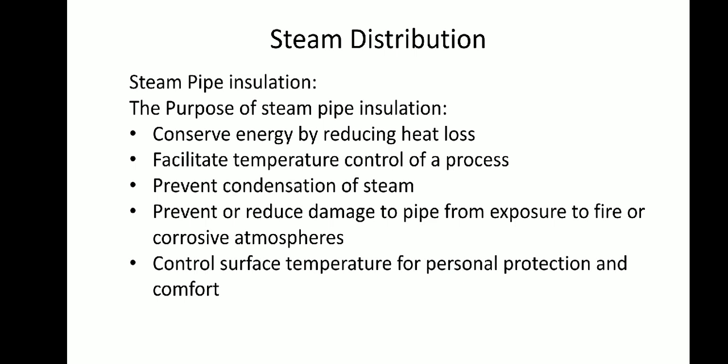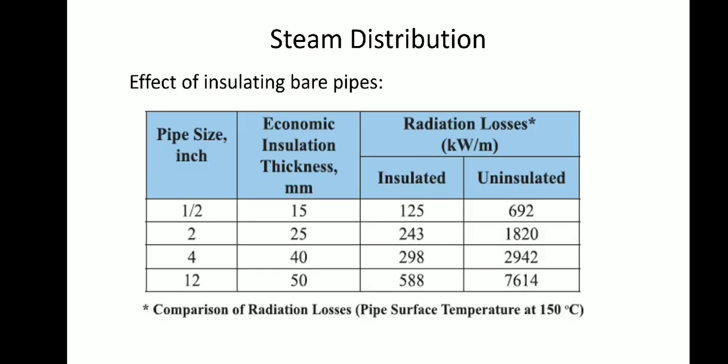1. Conserve energy by reducing heat loss and facilitate temperature control of process, prevent condensation of steam, prevent or reduce damage to pipe from exposure to fire or corrosive atmospheres, and control surface temperature for personal protection and comfort. The table depicts the effect of insulating bare pipes, the pipe size and economic insulation thickness and radiation losses.